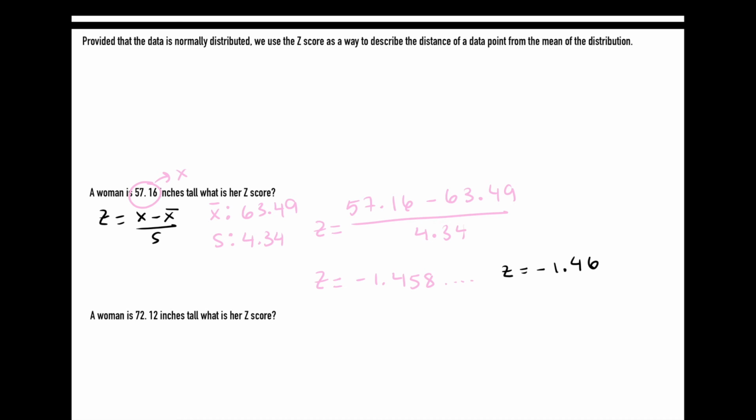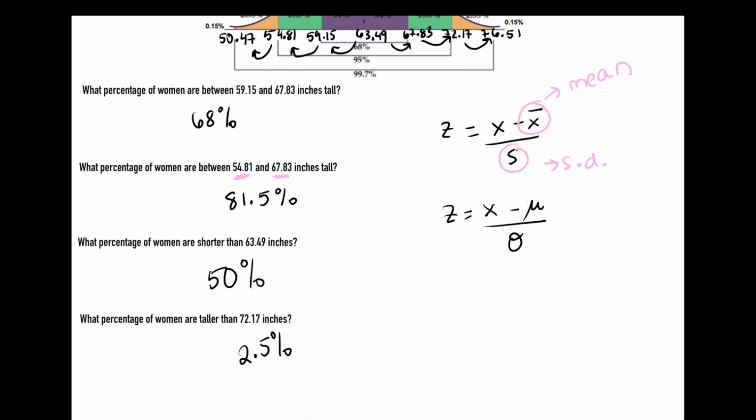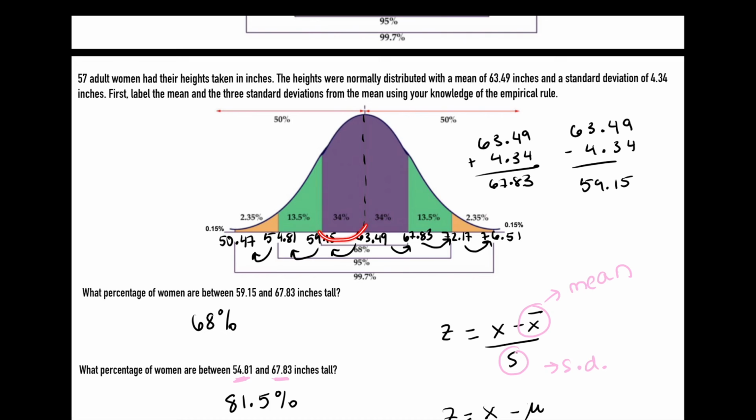So let's quickly relate this to the empirical rule. If the woman was 57.16 inches tall and her Z-score is a negative 1.46, remember that we use Z-score as a way to describe the distance of the data point from the mean of the distribution. So again, that Z-score of negative 1.46 tells me that this woman is negative 1.46 standard deviations from the mean. So her height is somewhere here, which indeed it actually is.